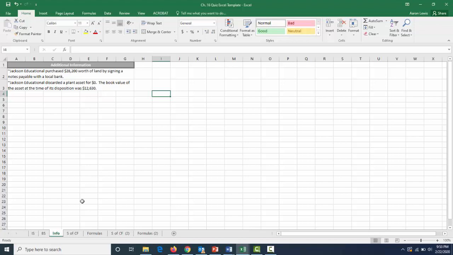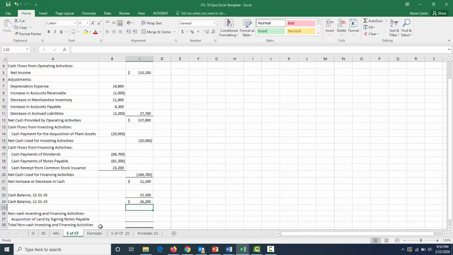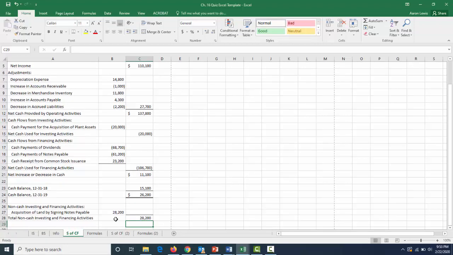So down here on the bottom of our statement of cash flows, we are going to tell people that $28,200 of land was acquired by signing this note payable, which means our total non-cash investing and financing activities had to be $28,200.